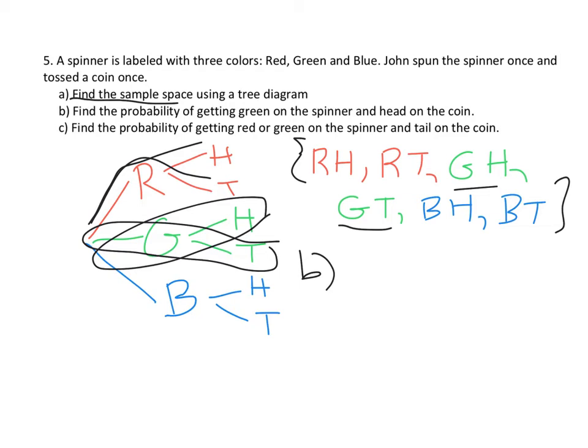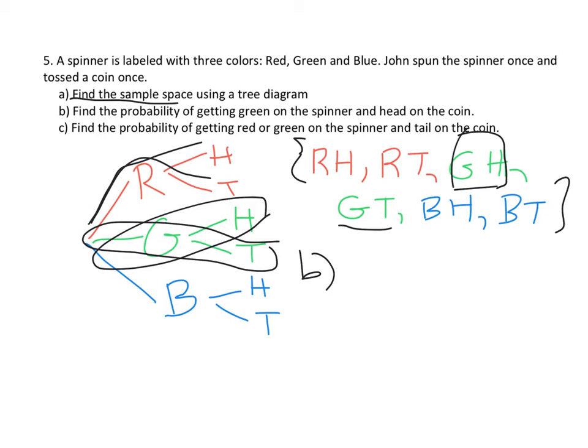Okay, so the only situation where you have both green on the spinner and head on the coin is this one right here. The other ones don't have both of those things happening. Maybe there's green on the spinner but not head, or maybe there was a head but not green. But remember, it's the same as the and when we were doing the truth table. In order to have green on the spinner and head on the coin, you need to have both of those things be true. You need to have it be green and also be a head. So there's only one possibility out of a total of 6.